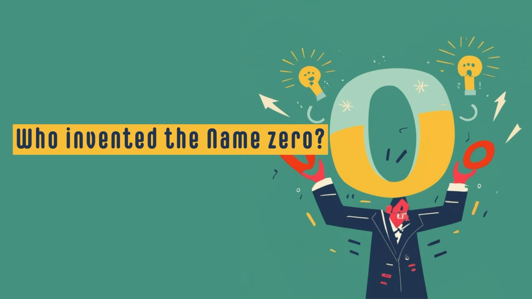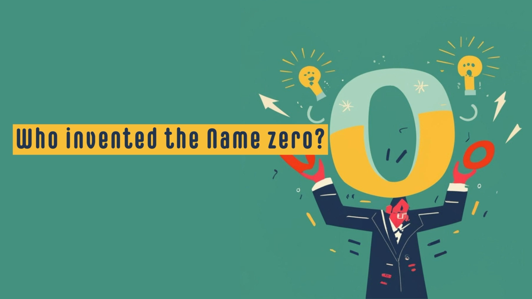Early concepts of zero. A. Ancient civilizations. Babylonians, c. 3rd century BCE, used a placeholder symbol in their sexagesimal, base 60 numeral system, to indicate the absence of a value in a particular position. However, this was not a true zero as a number. Maya civilization, c. 4th century CE, developed an advanced vigesimal, base 20 system that included a symbol for zero, used primarily as a placeholder in their calendar calculations.